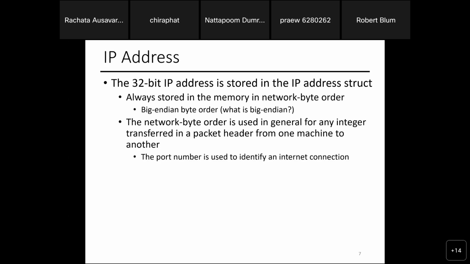Network byte order is used in general for any integer transferred in a packet header from one machine to another. The port number is used to identify the internet connection. So you might have seen an actual port, right, that allows the ship to dock and transfer things. Think of it that way. I mean, that's the reason why we define this word as a port.